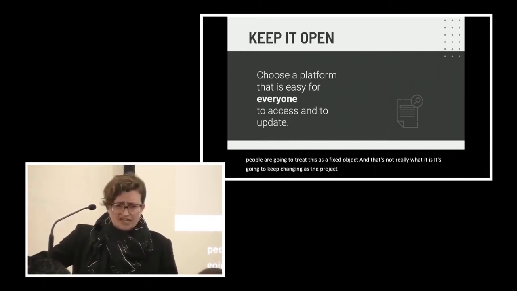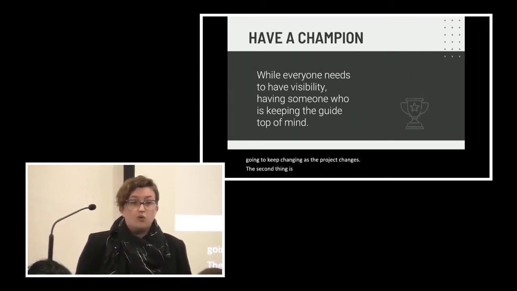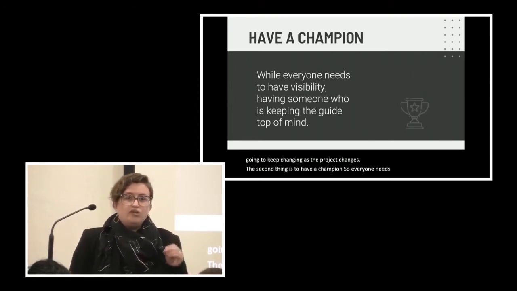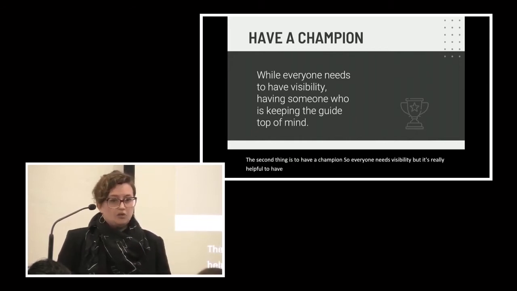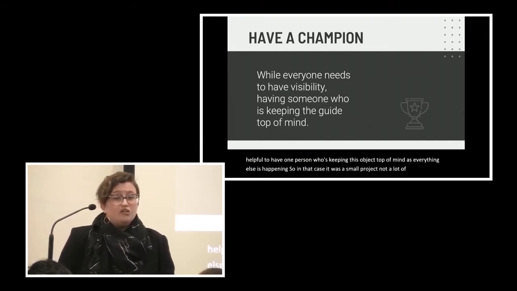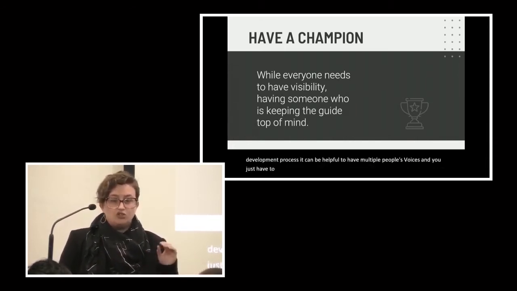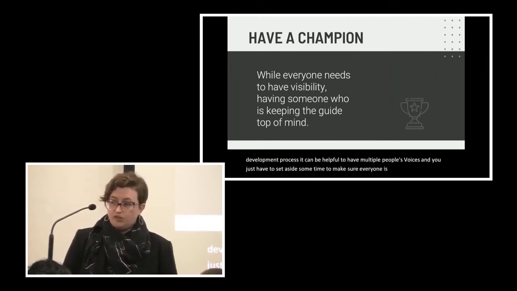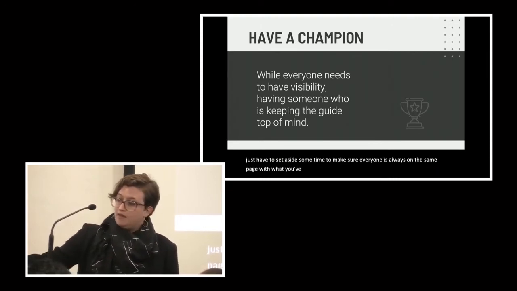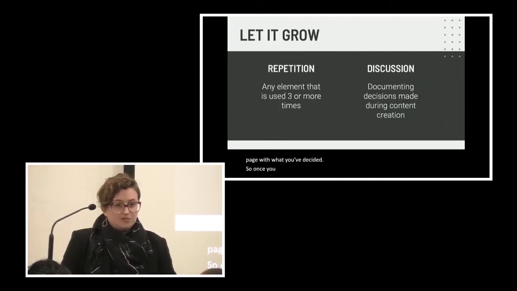The second thing is to have a champion. So everyone needs visibility, but it's really helpful to have one person who's keeping this object top of mind as everything else is happening. In that case, it was a small project, not a lot of people, so that was me. But if you had a bigger project and more people involved in the content development process, it can be helpful to have multiple people's voices in. You just have to set aside some time to make sure everyone is always on the same page with what you've decided. So once you have those things, then it's time to let it grow.